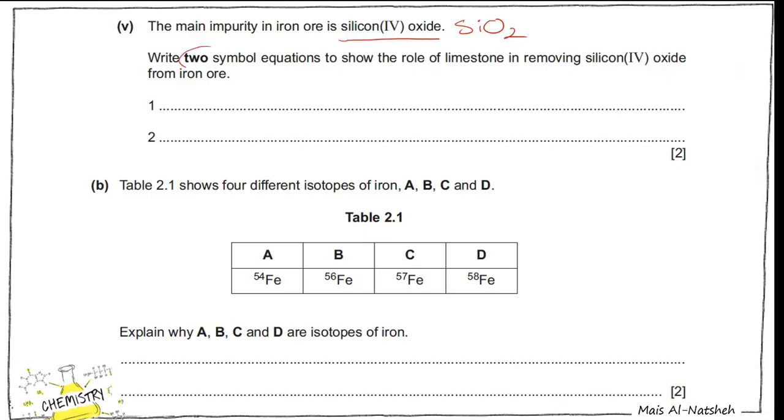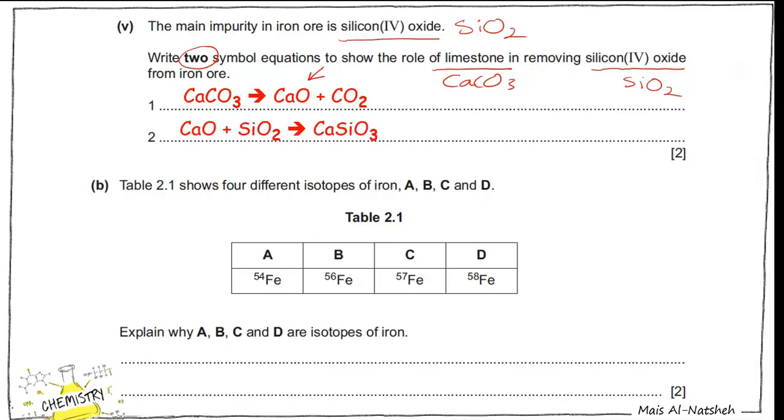Write 2 simple equations to show the role of limestone, which is calcium carbonate, in removing silicon oxide, which mainly came from sand from iron ore. The first one, calcium carbonate will go through thermal decomposition to form calcium oxide and carbon dioxide. The formed calcium oxide will react with the silicon dioxide, making calcium silicate, whose common name is slag.